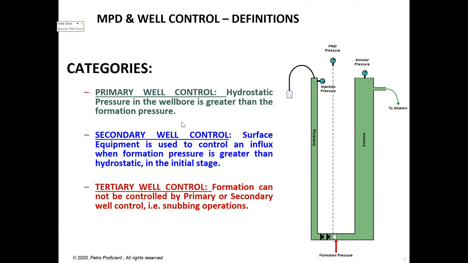What is secondary well control? In this case, you use surface pressure equipment. Surface equipment is used to control an influx when the formation pressure exceeds the hydrostatic pressure in the initial stage. So if your mud column is unable to control the pressure in the well, then you use surface equipment to contain that influx. Basically, you close your BOP and you circulate the kick out. And this is your secondary well control.